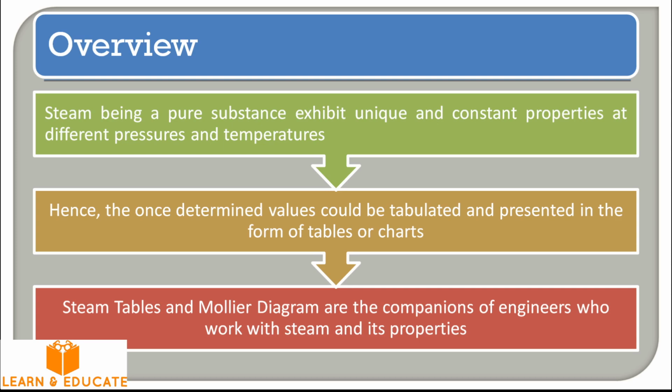Steam, as you know, is a pure substance which exhibits unique and constant properties at different pressures and temperatures. So whenever the pressure is changed, the boiling point as well as freezing point for water also change, right? Hence, the once determined values could be tabulated and presented in the form of tables or charts. So once the phase change process for water is determined, analyzed experimentally, each and every value of pressure, temperature, enthalpy, entropy, etc. could be tabulated and could be well presented in the form of tables or charts.